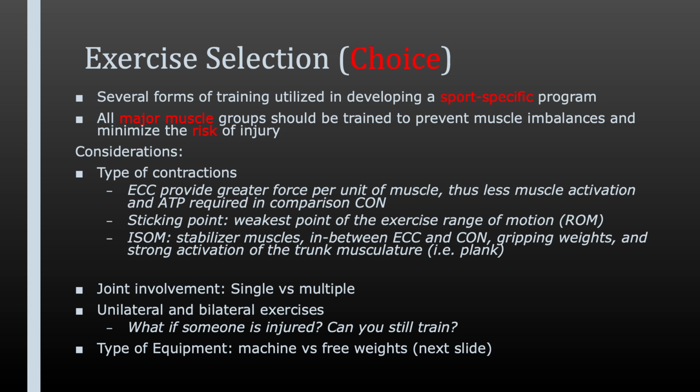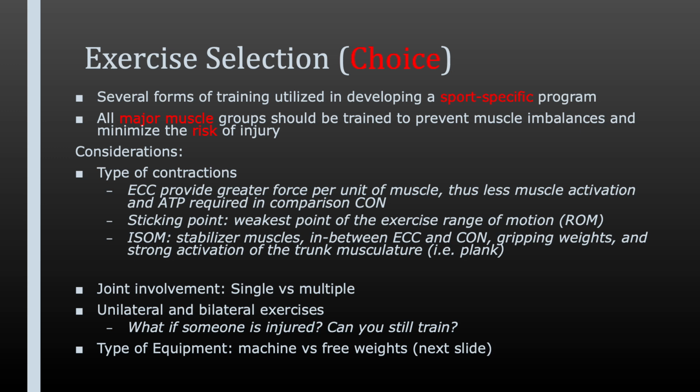Think of a squat. As you squat down and then proceed to stand back up, if there's a point at which you're trying to stand up and no longer can because of the resistance, because of the load, this is known as your sticking point. This is the weakest point in the exercise range of motion. And lastly, you have the isometric: stabilizer muscles in between eccentric and concentric, gripping weight, and strong activation of the trunk musculature, for instance, a plank.